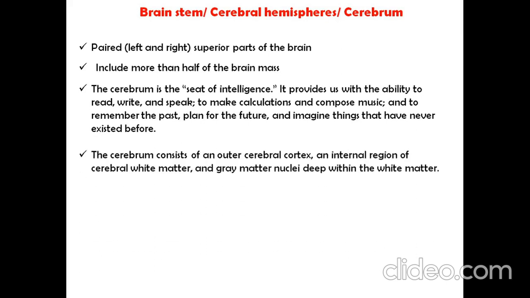The cerebrum consists of an outer cerebral cortex, an internal region of cerebral white matter and grey matter nuclei deep within the white matter. The surface is made up of elevated ridges, which are called the gyri, and shallow grooves, which are called the sulci.